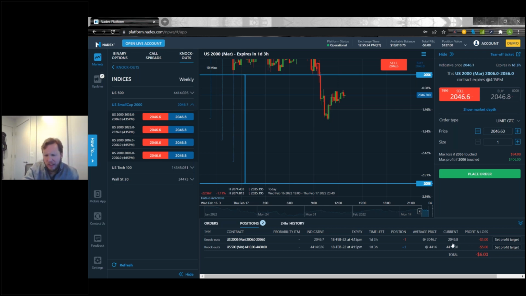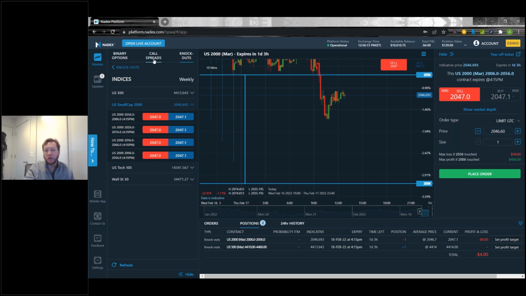So you can see it in real time, it's 2046.7. If it goes down to 2045.7, I'm going to be up $10 at that point, right? Because I want it to go down, and on the buy side, I need it to go up.